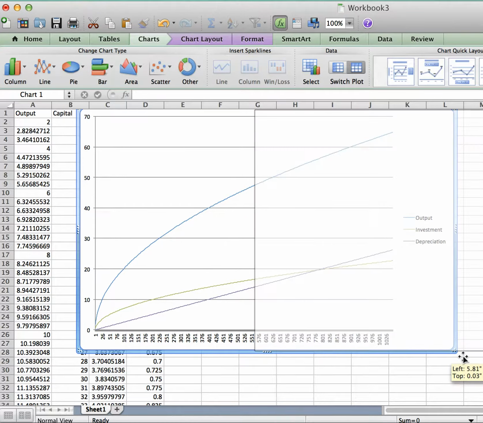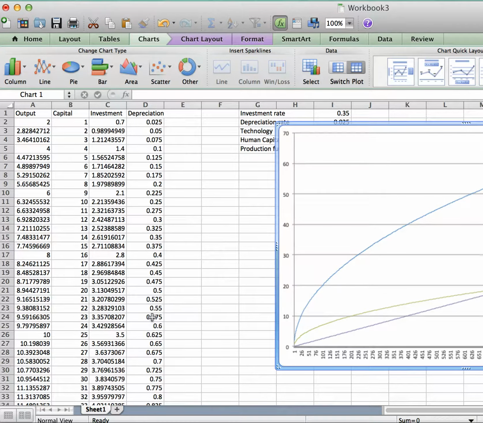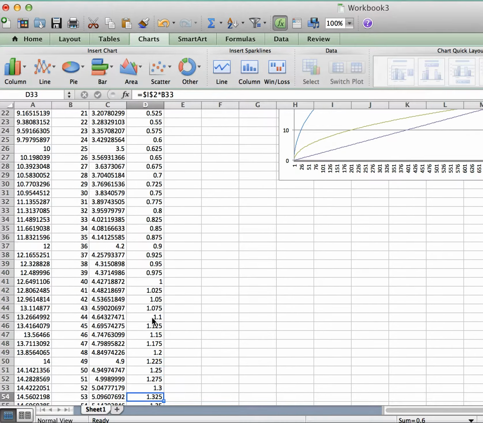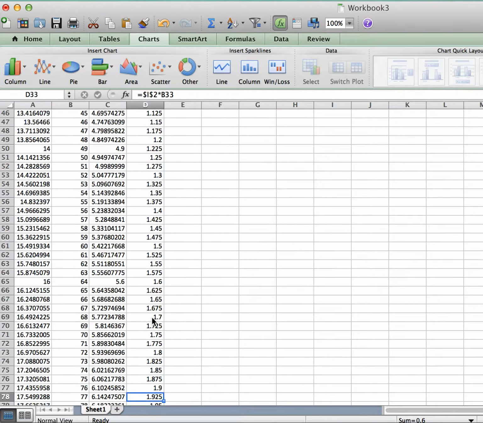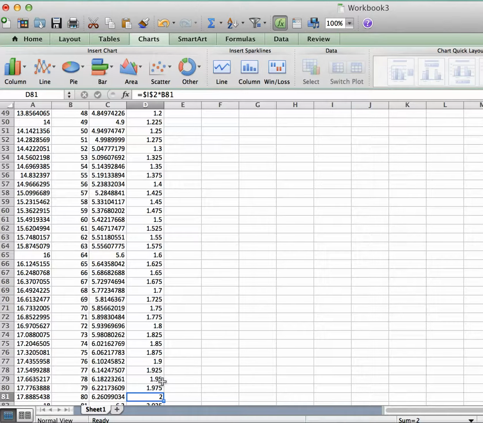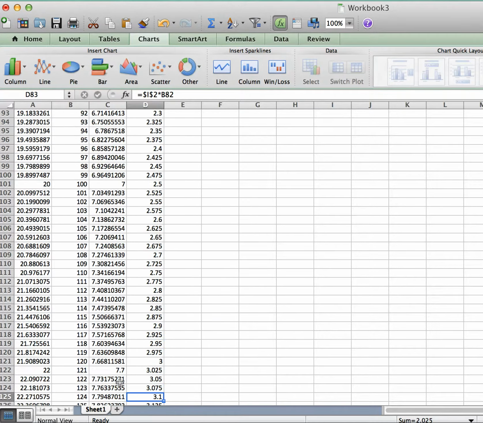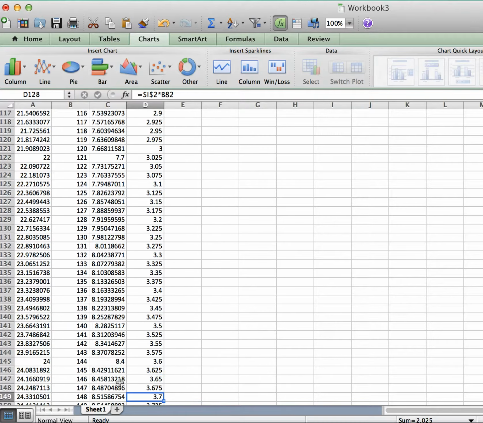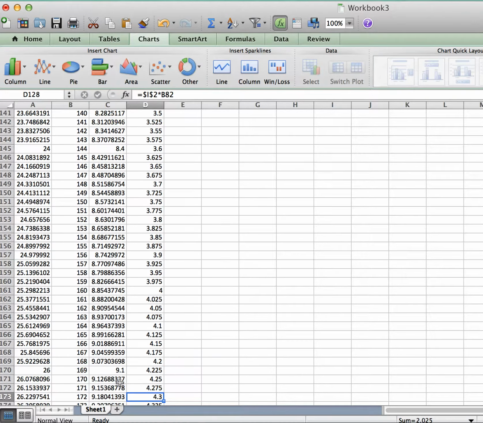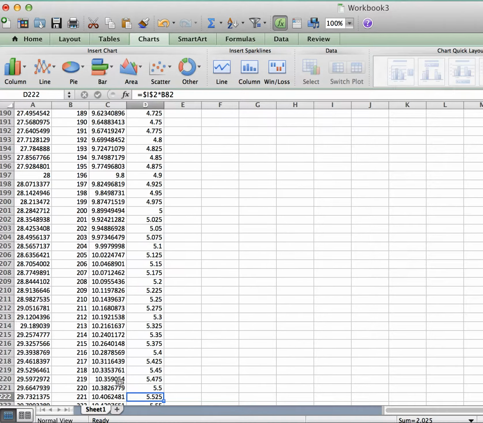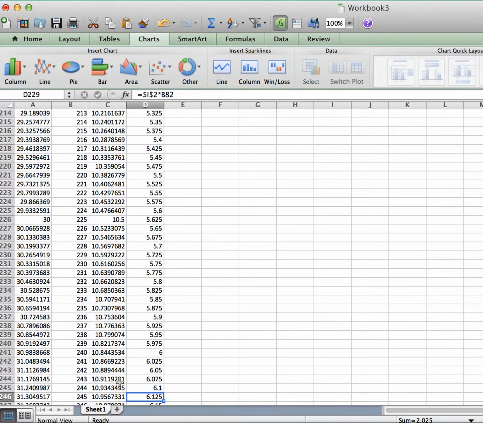I need to move this out of the way. For these levels of capital, investment is exceeding depreciation. That would cause the capital stock and therefore output to continue to grow. That will continue until you reach around 19.6.